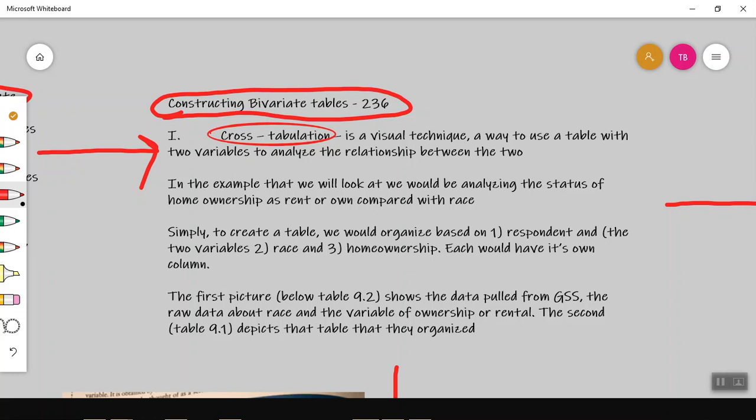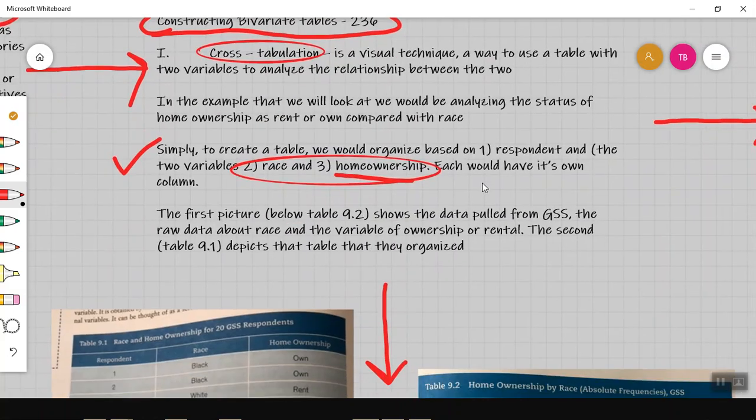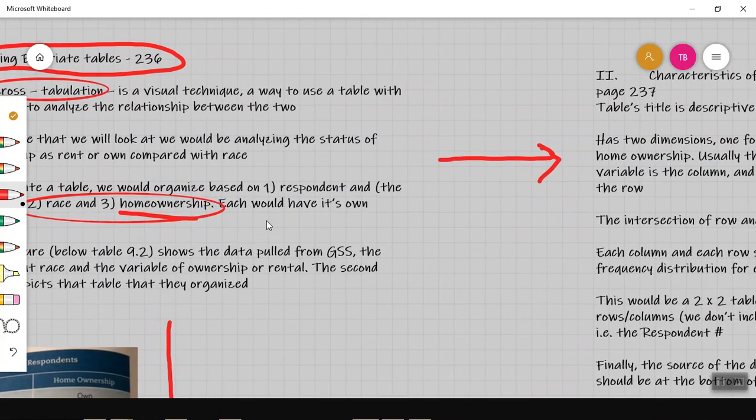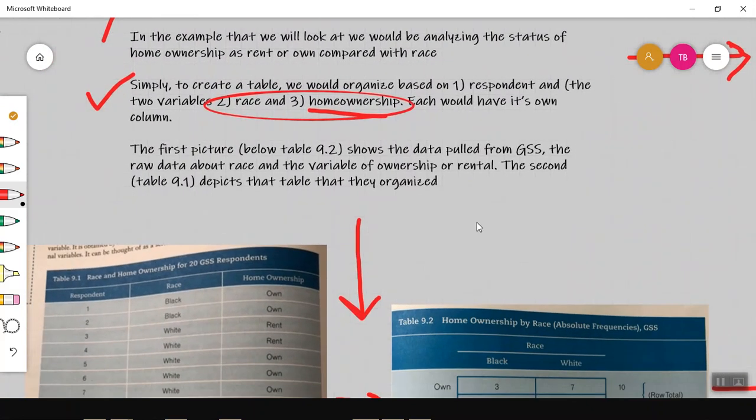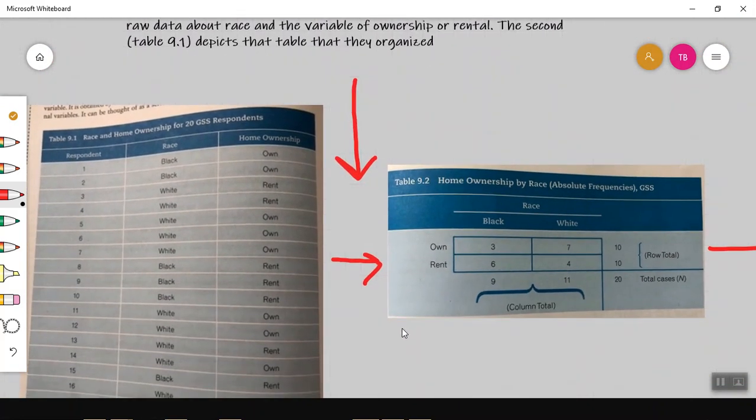Okay. So there's a table we're going to take a look at. To create a table, basically you're going to take a look at what the variables are saying. In this particular case, looking at two characteristics, somebody's race, whether they're white or black, and whether they're homeowners. So basically each one has its own column, and you pull the information together. Before we jump into that, let's take a look at what this looks like.